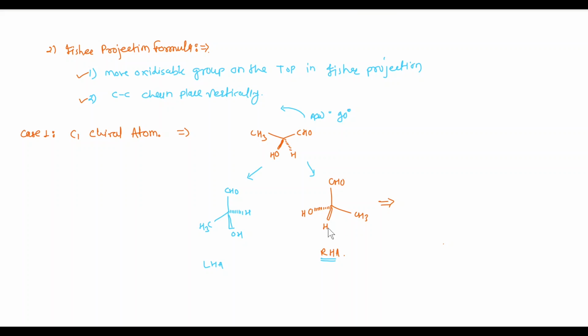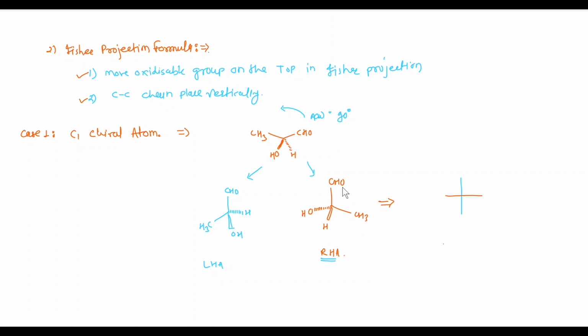During the writing from dotted wedge to Fischer, we have to keep in mind that the chain of carbon atoms is drawn vertically like this, and the two groups which are below and above the plane are written on the horizontal line like this. That means we have to create a symbol like a plus sign and put these groups one by one on the Fischer projection with the help of some rules.